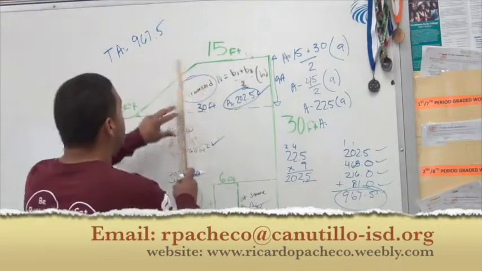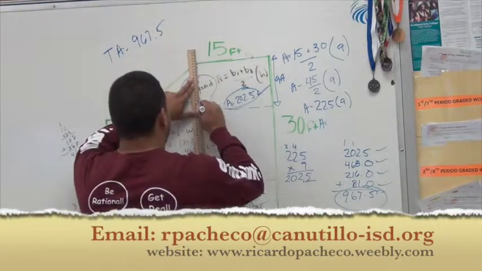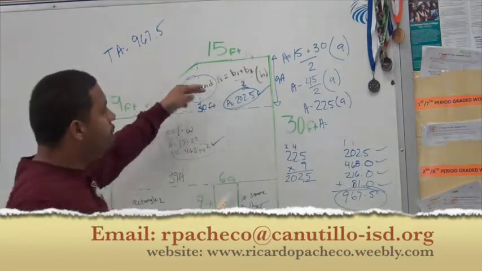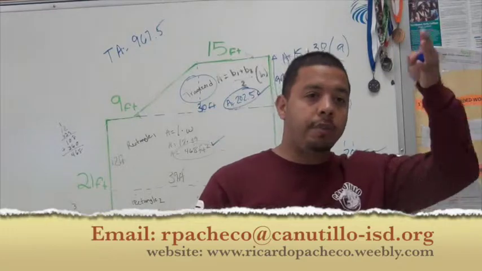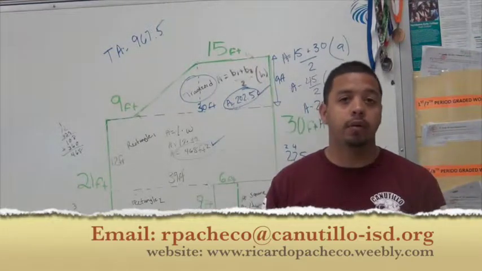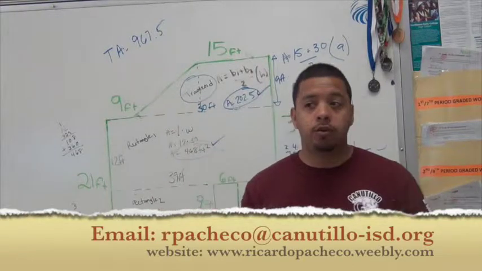If I wanted to, I could have also cut this figure like that, and I would have had a triangle and a rectangle. If I didn't know how to do the area of a trapezoid, I could have cut a trapezoid into a rectangle and a triangle. Okay, so that's just another way to solve this.